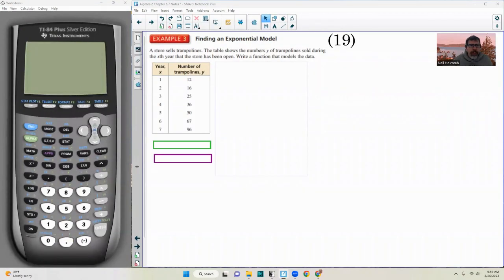Okay, example 3 is finding an exponential model. So we're told it's exponential, so we want to look for an exponential model.